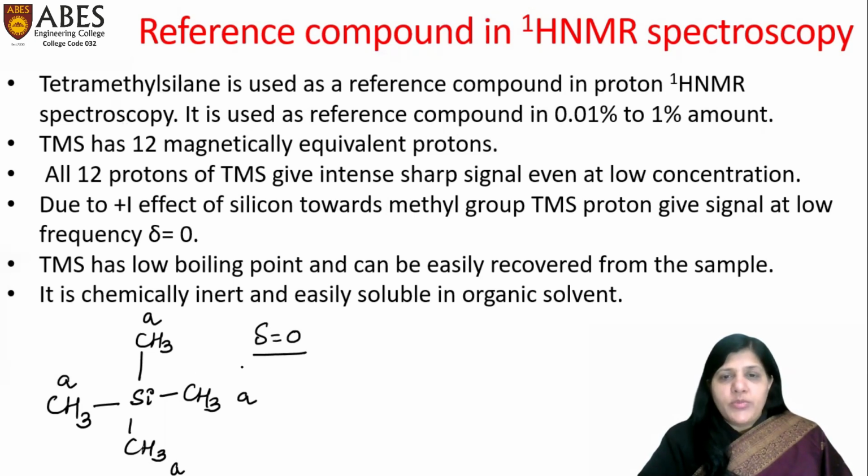TMS has low boiling point and it can be easily recovered from the sample without destroying the sample. It is a chemically inert compound and easily soluble in organic solvents. Therefore, TMS is used as reference compound to determine the chemical shift in proton NMR spectroscopy.